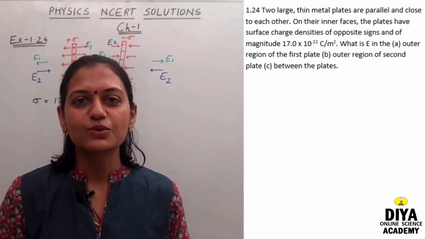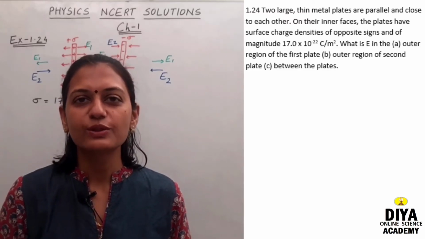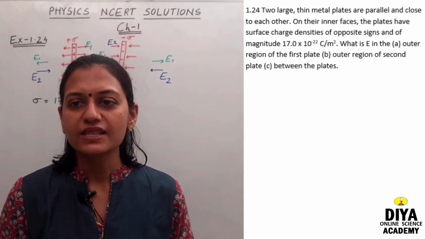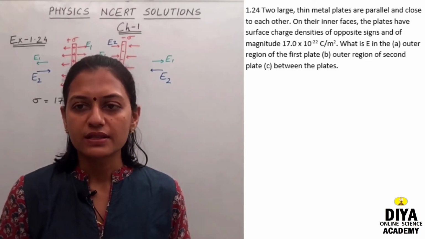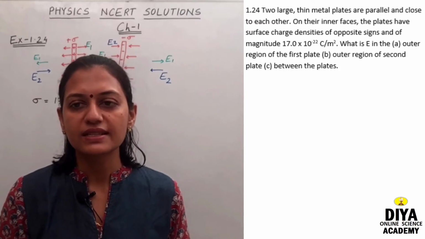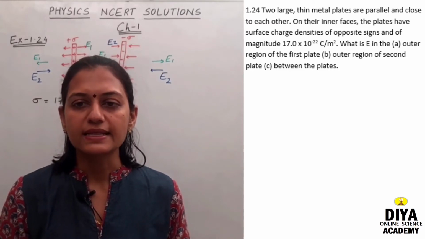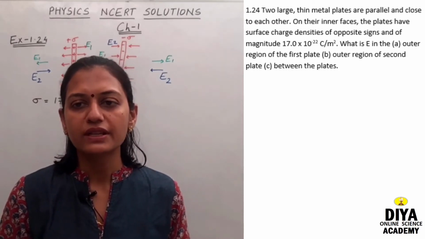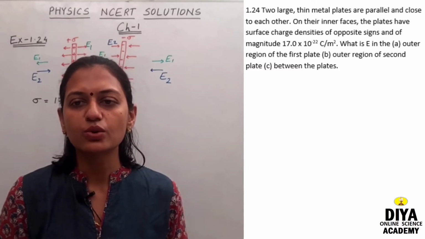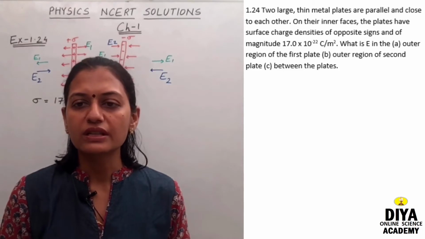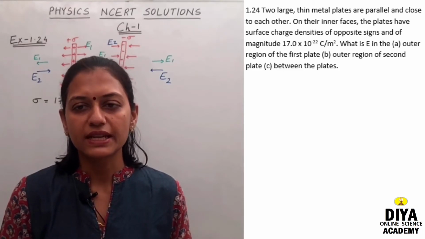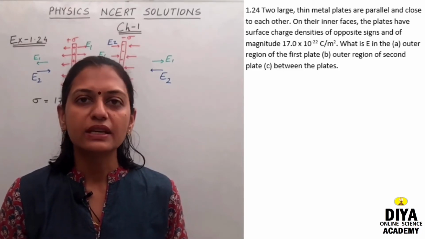Chapter 1 exercise question number 1.24, in which it is said two large thin metal plates are parallel and close to each other. On the inner faces, the plates have surface charge densities of opposite signs and of the magnitude 17 into 10 raised to minus 22 coulomb per meter square. What is E in the outer regions of first plate, outer region of second plate, and between the plates?